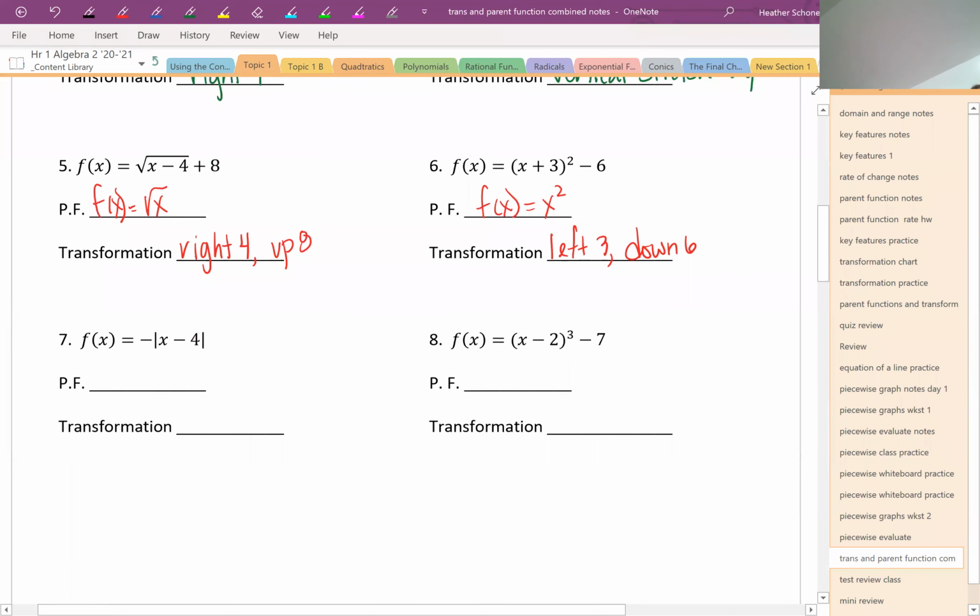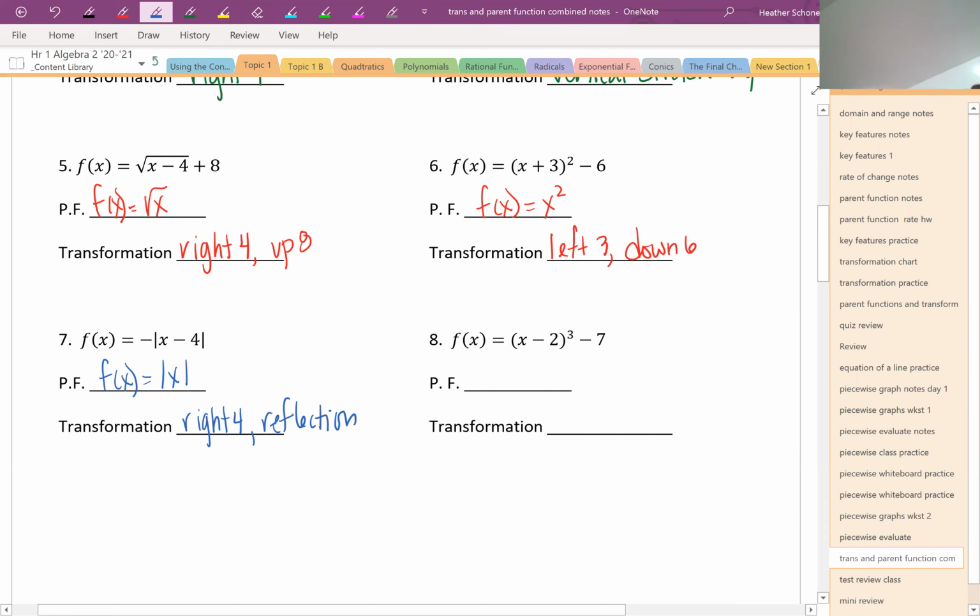Number 7, the parent function is the absolute value of x. Oops, that's supposed to be a straight line. And the transformation, there's 2 of them. Inside, we've dealt with this negative 4 inside a bunch already. We should know that one. That is right 4 because inside moves it left and right. But this negative outside, this negative turns it upside down. And we call that a reflection.